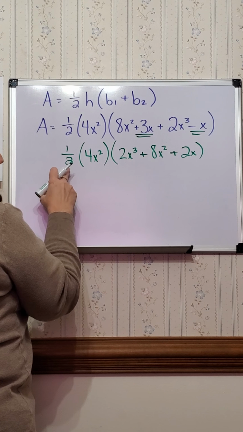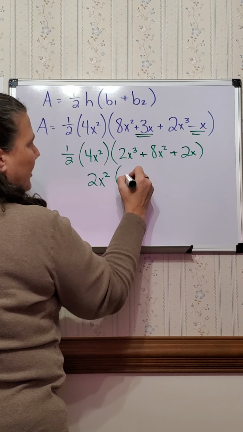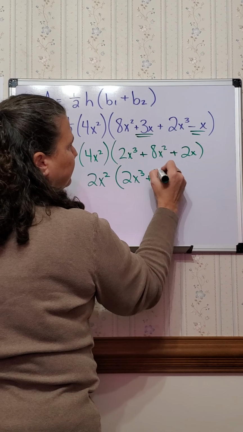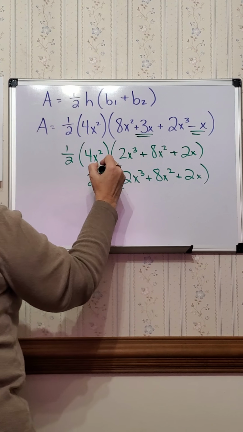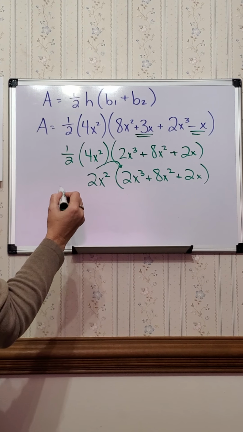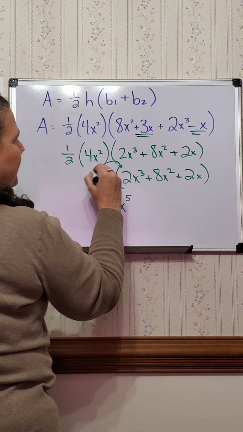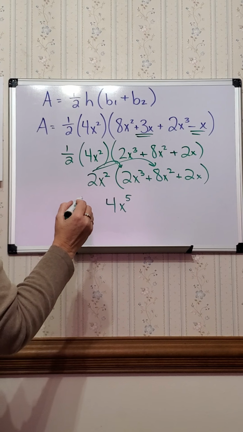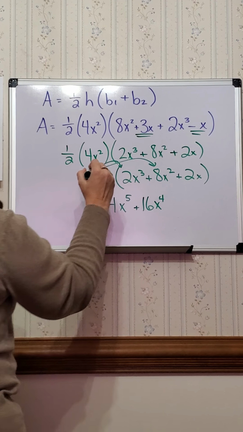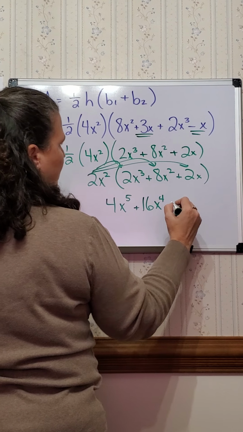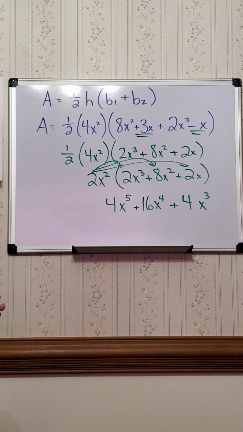The easiest thing to do with this half is say half of 4. Half of 4 is going to give me 2. So that's going to give me a 2x squared. And I'm going to bring all of this down. Now I've got to use distributive property. So I'm going to have 2x squared times 2x to the third, which is going to give me 4x to the fifth. I'm going to have 2x squared times 8x squared, which is going to give me 16x to the fourth. Then I've got 2x squared times 2x, which is going to give me 4x to the third. And that is my answer.